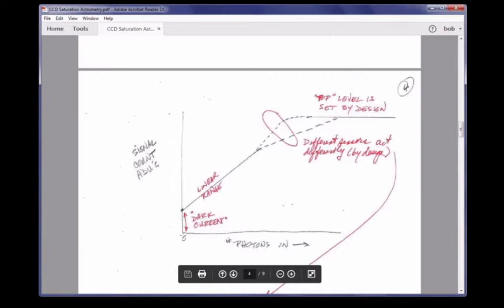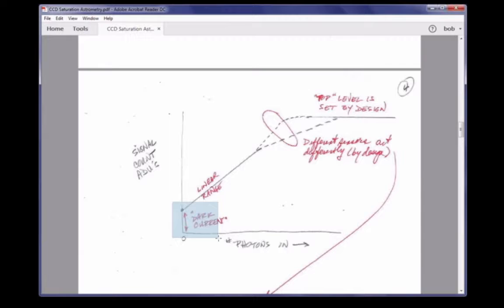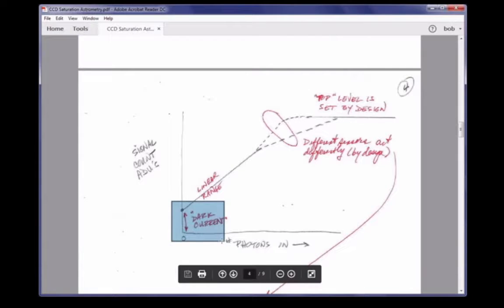You may have noticed that at a 0 exposure, 0 photons in, the signal count is not 0. And that happens because even if there are no photons coming in, there is thermal motion of the atoms of silicon in the pixel, and occasionally two of those atoms will bump into each other, liberate an electron, and that electron looks just like a photoelectron, so it'll get collected in the bucket.